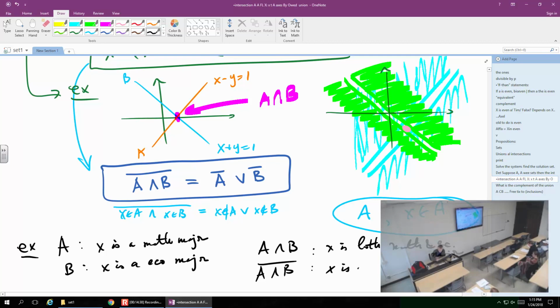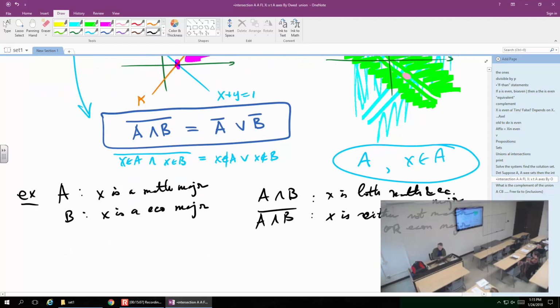So x is either not a math major or not an economics major. And once again, it's possible to not satisfy both, so the or that I have over here is inclusive. We include the possibility that the person is neither a math nor an economics major. That's the left-hand side. Now I set this aside so that it wouldn't be influenced, and I'm just taking the formula to see how it works out.